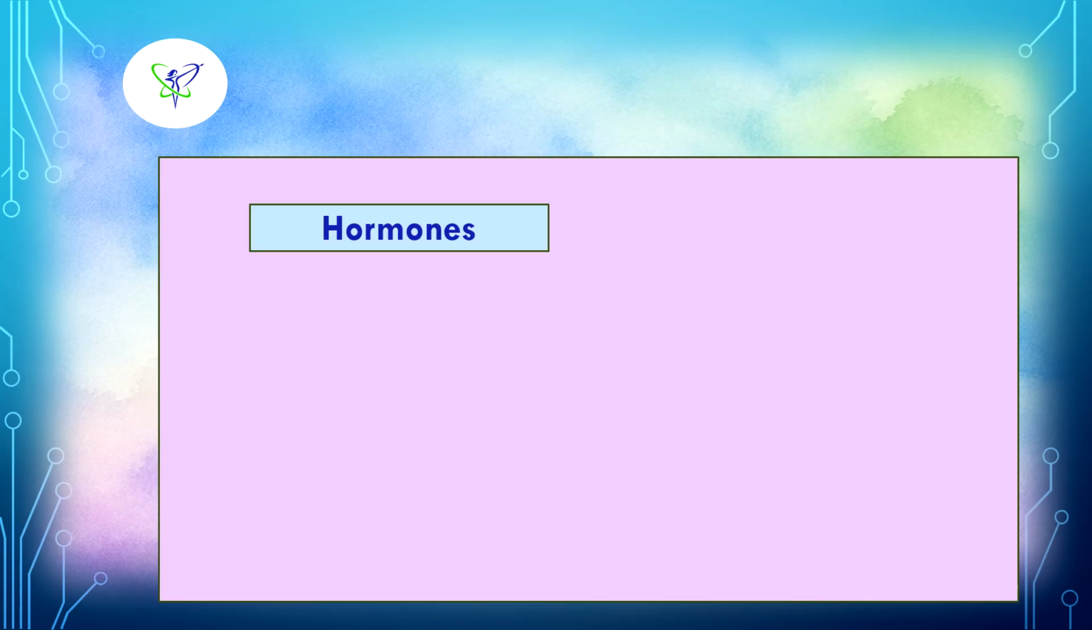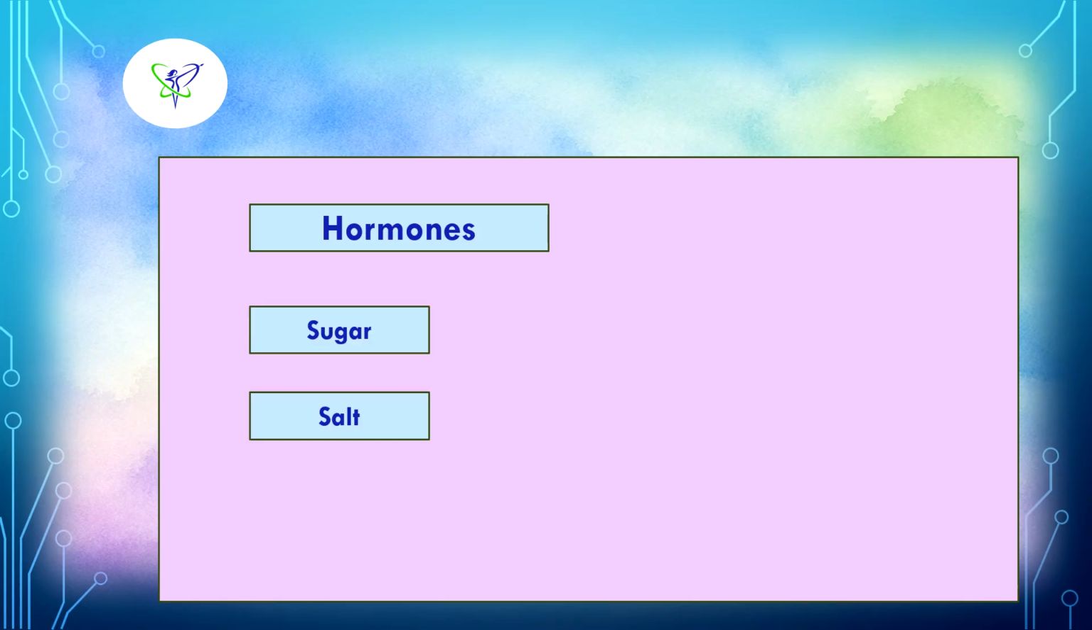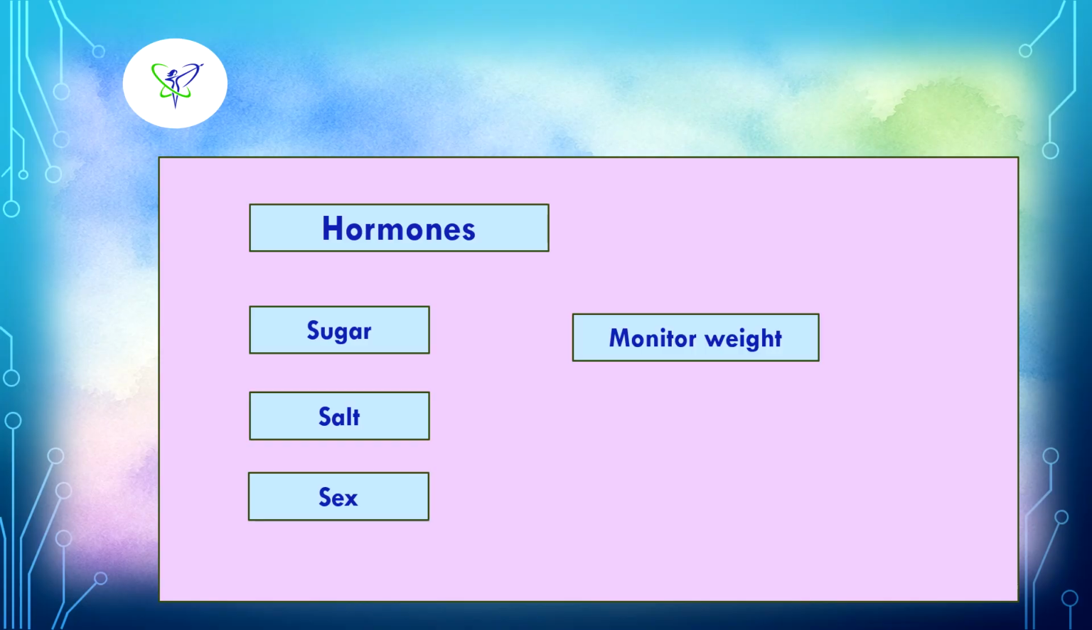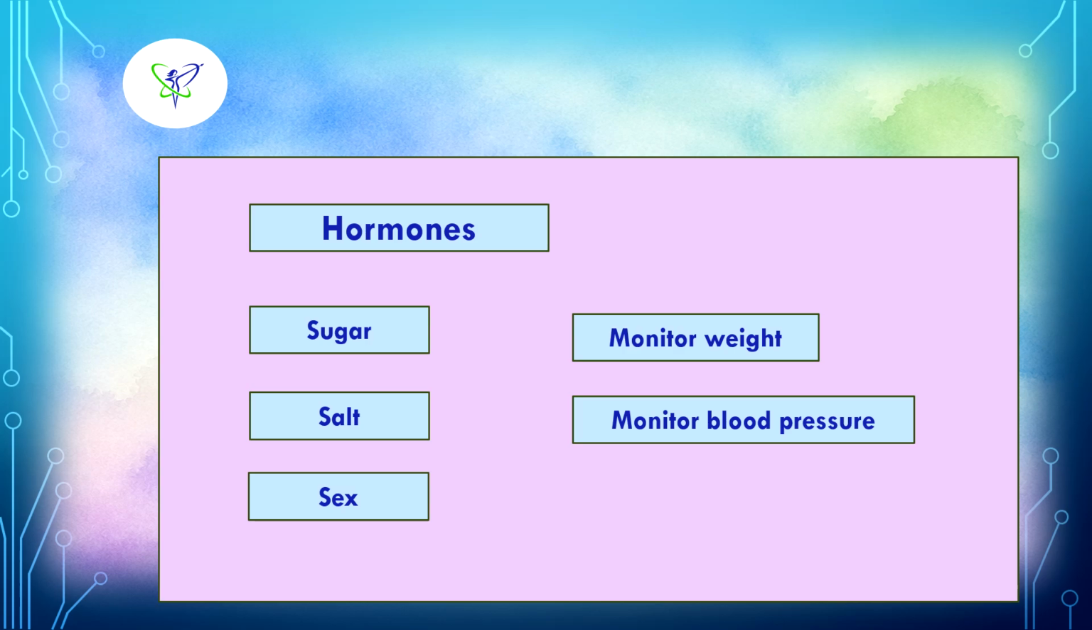For the hormones produced by somebody with Addison's or Cushing's, we would consider the glucocorticoids, which we're calling sugar, the mineralocorticoid aldosterone, which we're referring to here as salt, and androgens, which are sex hormones. We're going to monitor their weight, monitor blood pressure, and we're also going to monitor the white blood cell count for both patients because with Addison's, they don't make enough glucocorticoids.